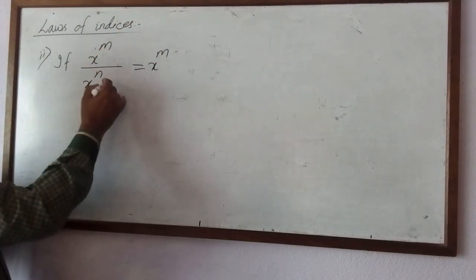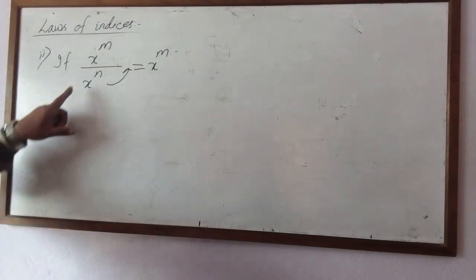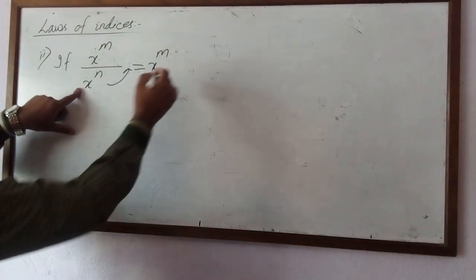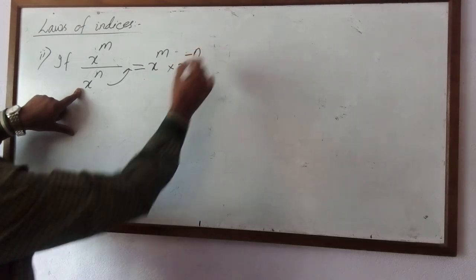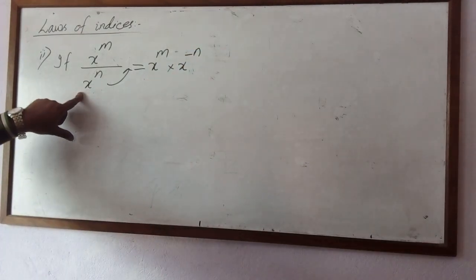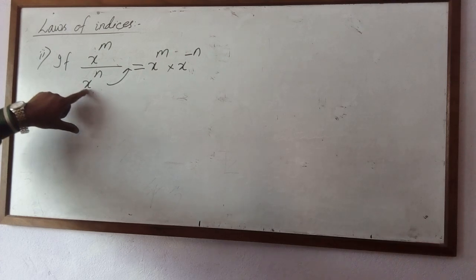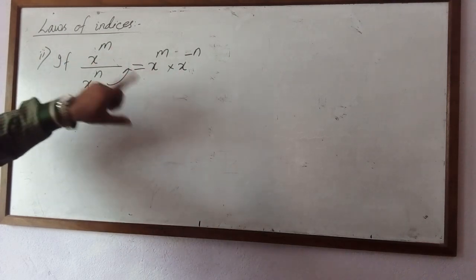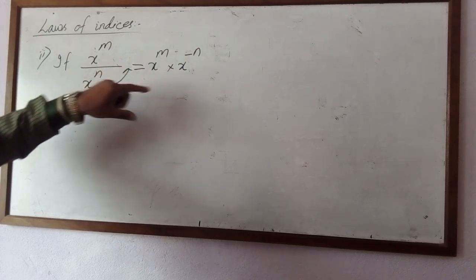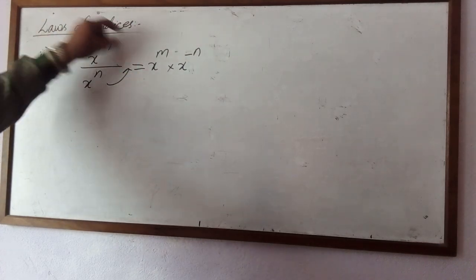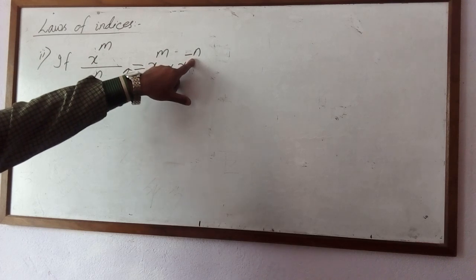I'll bring this up now. How to bring this? This is a factor, only a factor we can bring. Now, write here a multiplication sign. Now, x power minus n. This x was in the denominator. What did we do? We brought it up to the numerator. This power has a positive sign. When we bring it up, we have to change its sign, that is minus.